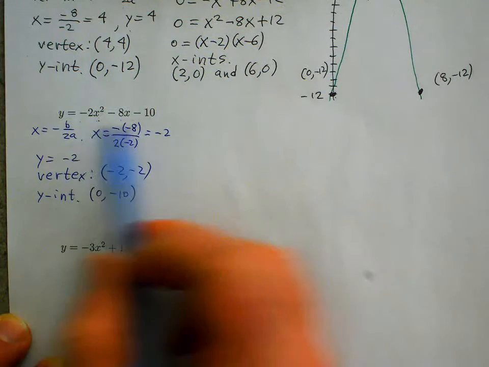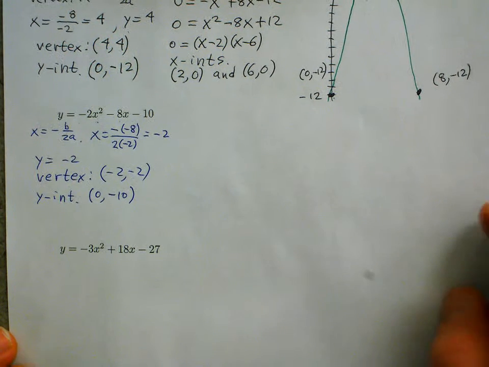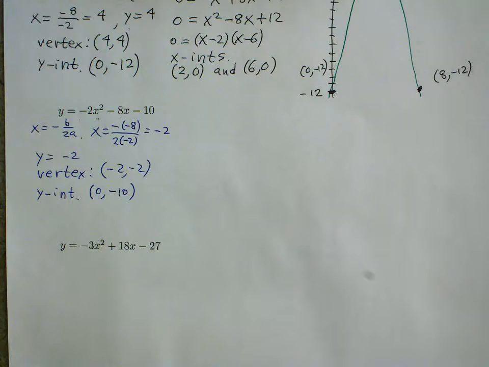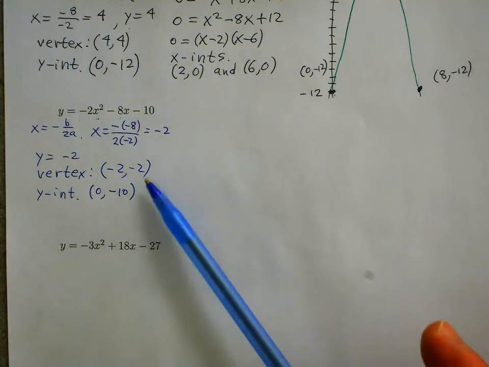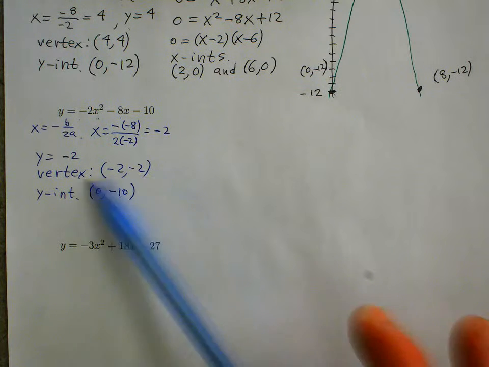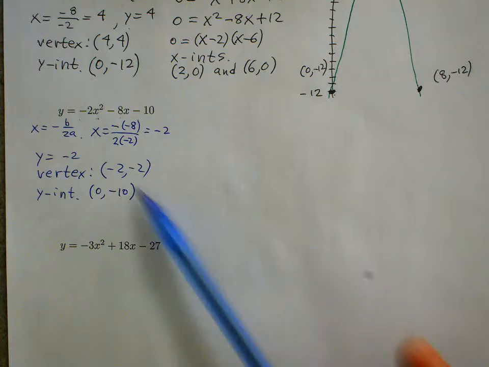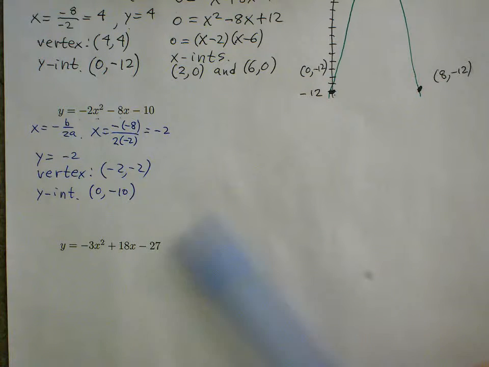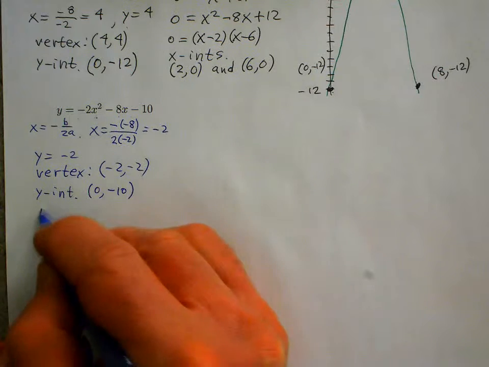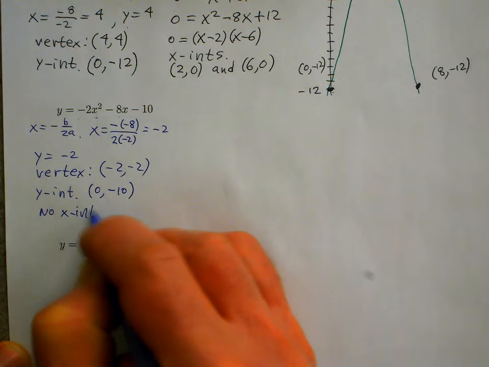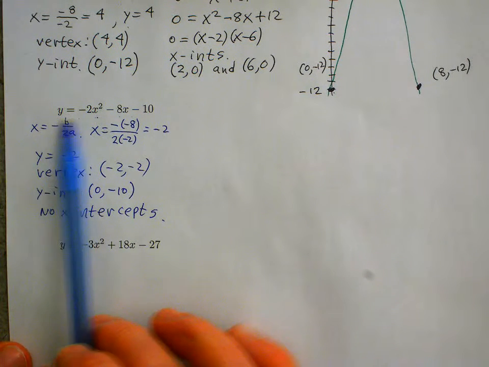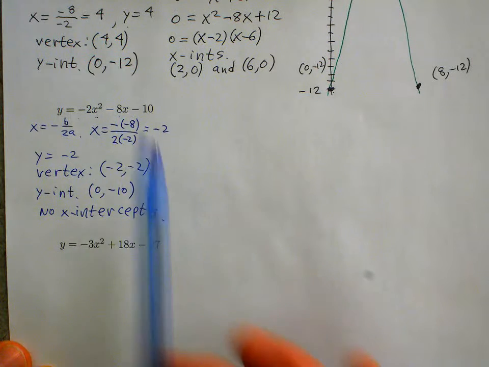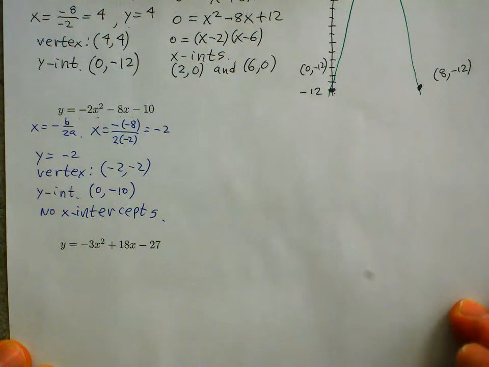And then to find the x-intercepts, or are there any x-intercepts? Yeah, there are no x-intercepts. How do we know? The vertex is below the x-axis, and the parabola opens down, so there are no x-intercepts. If you didn't notice that, you could just follow the procedure, replace y with 0, and then solve the quadratic equation. But you would find that the solutions are non-real.